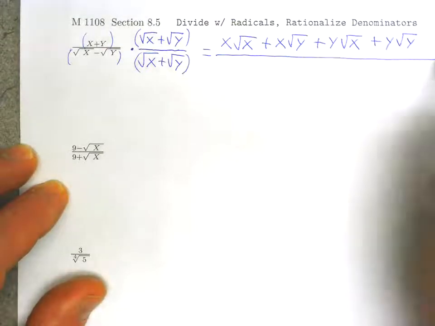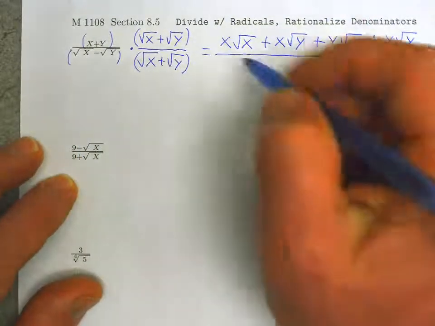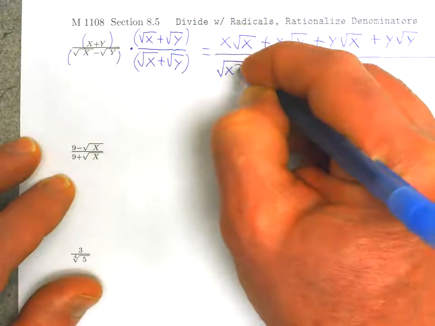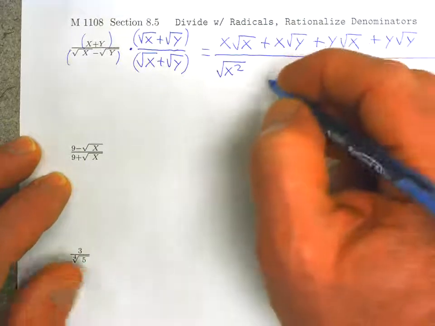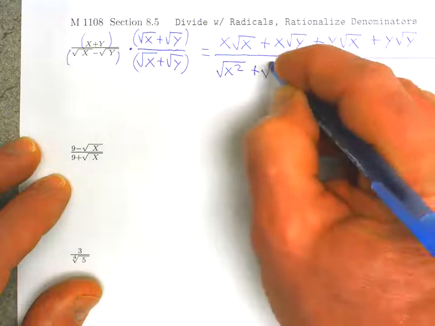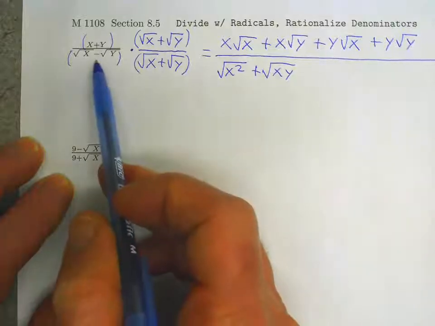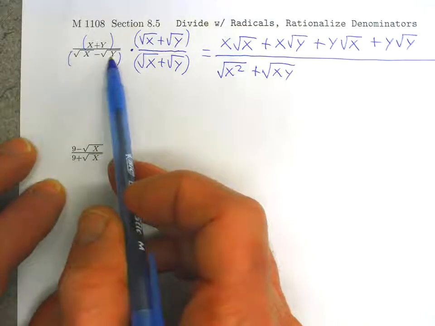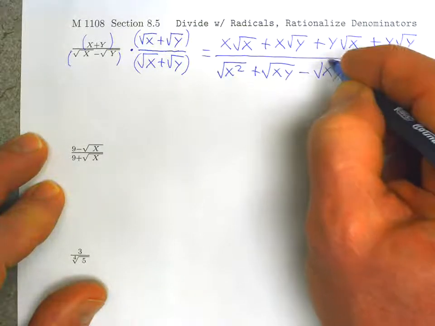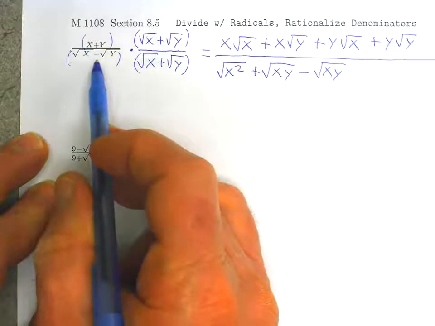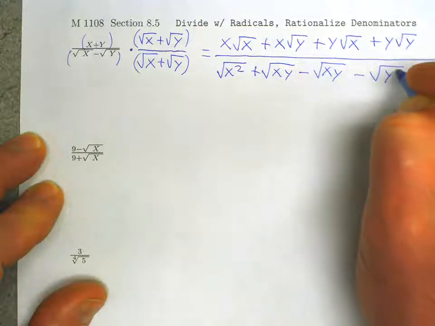In the denominator, the square root of x times the square root of x is the square root of x squared. Then we add the square root of x times the square root of y, but that's just plus the square root of xy. Xy is inside the square root. Then we subtract the square root of y times the square root of x, and that's just minus the square root of xy again. And finally, we subtract the square root of y times the square root of y, which is minus the square root of y to the second.